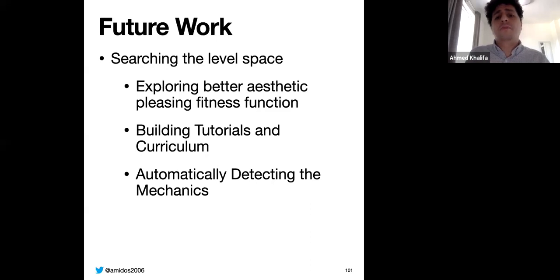And the last thing: right now, all the mechanics we are using were hand designed. So it would be good if we can get from other fields, such as event detection in soccer matches and stuff like that, ways to detect the mechanics dynamically, which we're also working on with Mike Green for his thesis.